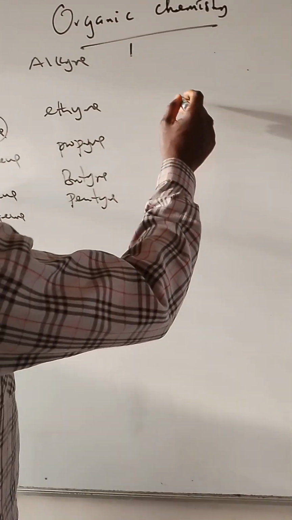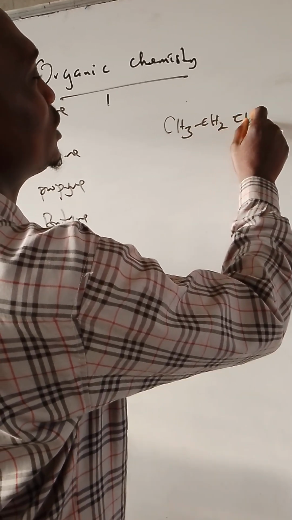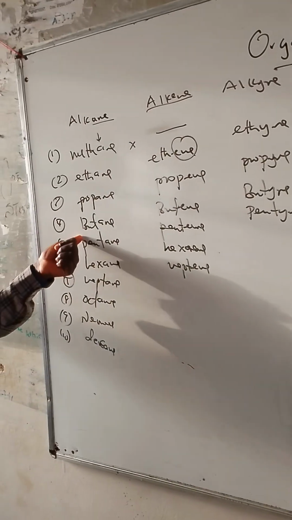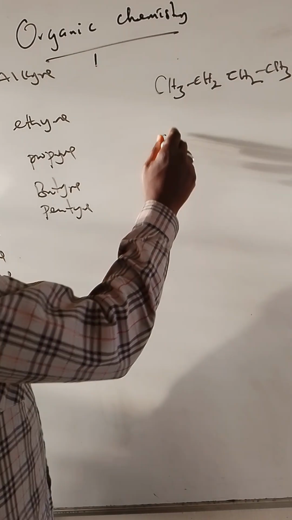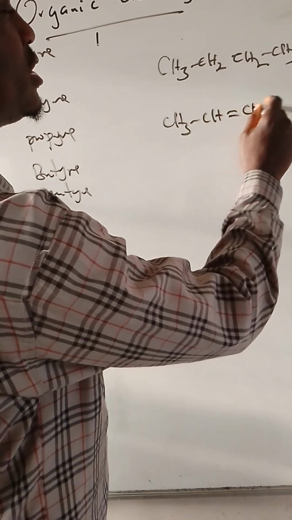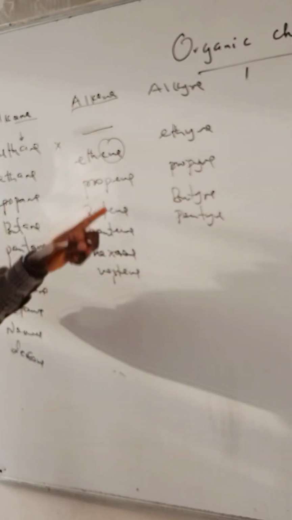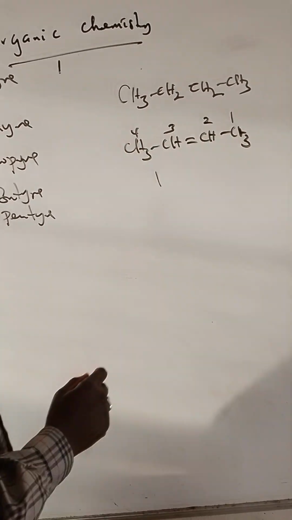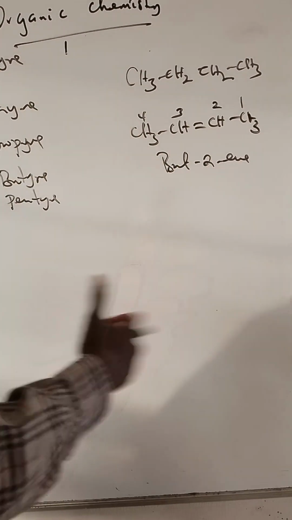Automatically, if you are given CH3, CH2, CH2, CH3, count 1, 2, 3, 4. If it's 4, you call it butane, because it's under the family of alkane. But if you have CH3, CH double bonded, CH, CH3, this one is a family of alkene and you call it butene. Count 1, 2, 3, 4, and you call it butene, as the case may be.